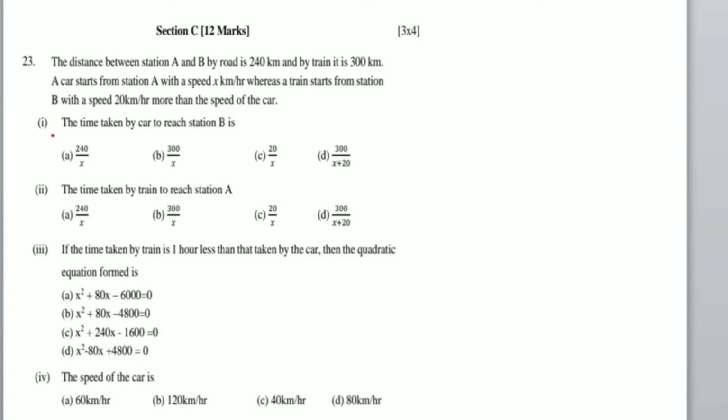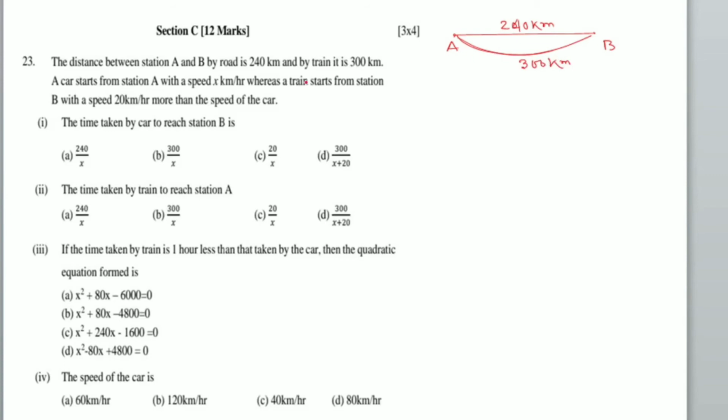So at first we have to find out the time taken by the car to reach station B. So suppose this is station A and this is station B. And by road the distance is 240 km. By train the distance is 300 km.